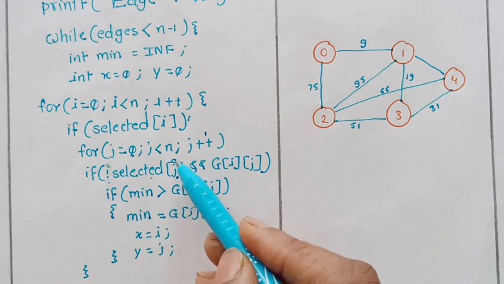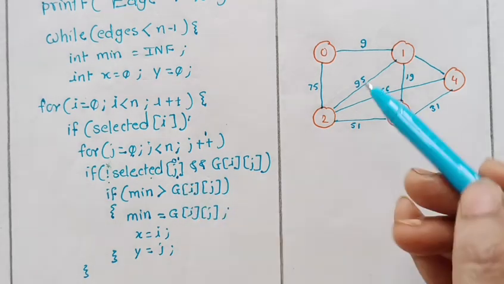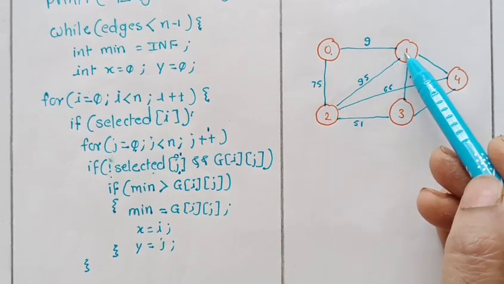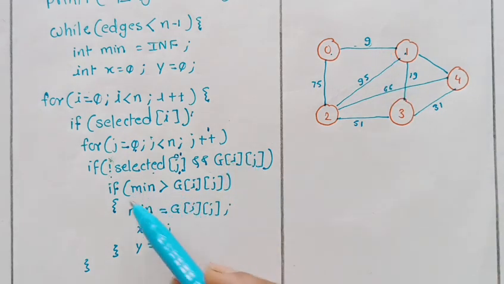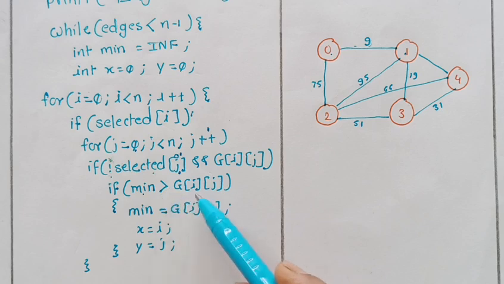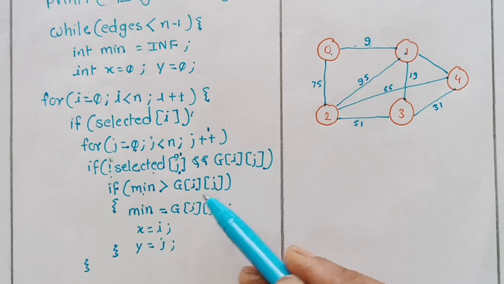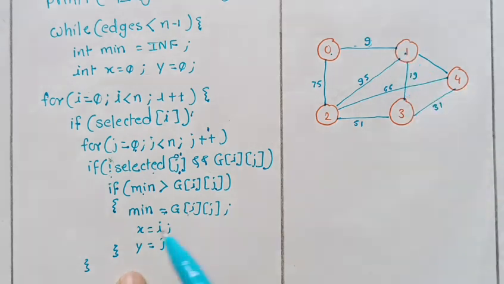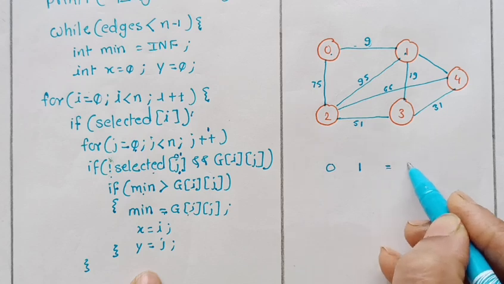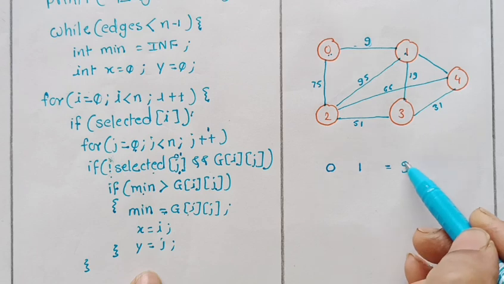Not selected of 1, okay, 1 is not selected, and g of i j we have to find out, 0 to 1. 0 to 1 is what, this cost is 9. So you have to see if min is greater than g of i j. So g of i j is 9 now, i is 0, and j is 1. So min equal to g of i j. In min we are now storing the value 9, and x value is 0 and y value is 1 here. So from 0 to 1, the cost is 9, we are choosing.